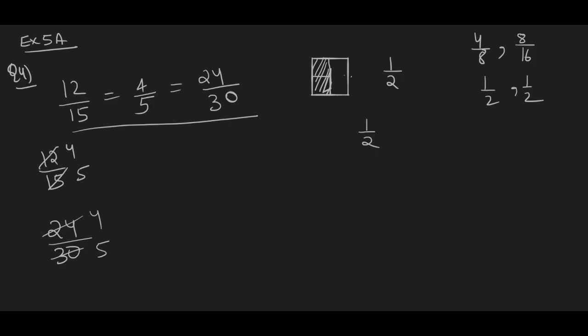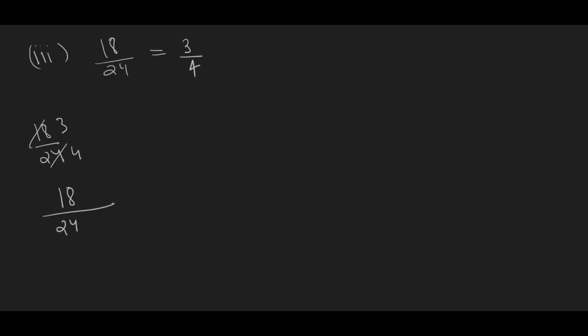Question 4, part 3. You have 18 upon 24. So the first equivalent fraction can be just a simplification. If you simplify 18 by 24, 6 3s are 18, 6 4s are 24, so this will be 3 upon 4. And to find one more, the simple trick is to multiply the numerator and denominator with the same number. So multiply it with 2. This will be 36 upon 48, and these all three are equivalent fractions.